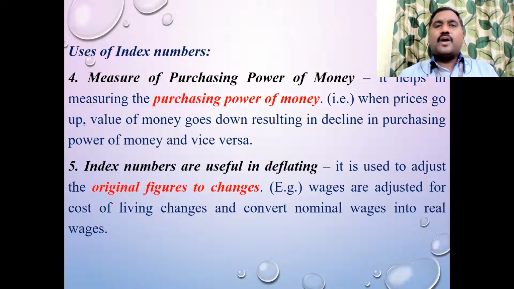And similarly, at present, this is the summer season. You're going to a showroom and purchasing a refrigerator. Definitely the price will be very high. Suppose after 2 to 3 months you go, definitely the price will be very low. So this index number is also useful for bringing a lot of changes in the product or any other items according to the situation. So these are the usages of index number. Clear? Is it clear now?